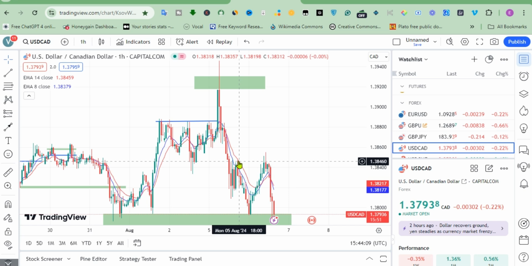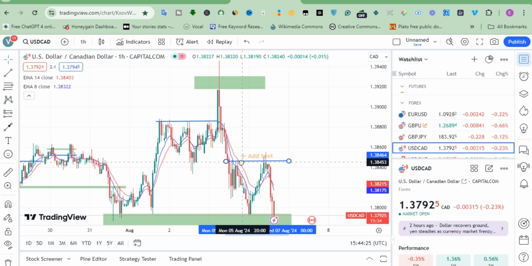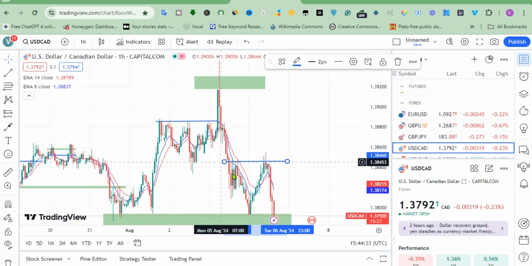What you do, you just draw your line. This place is now resistance. You can see there are a lot of weak lines, those lines are called weak. So it came down, came up and touches this place and dropped down again.